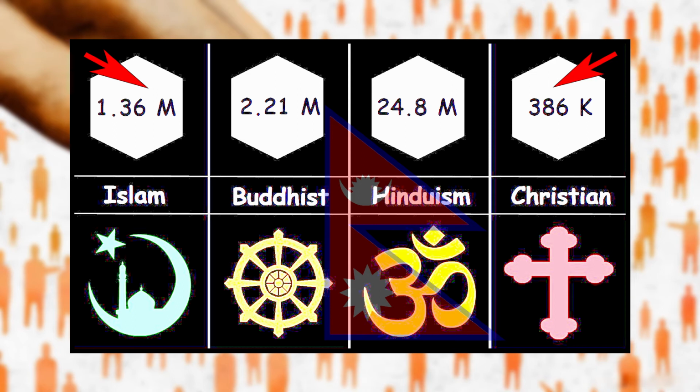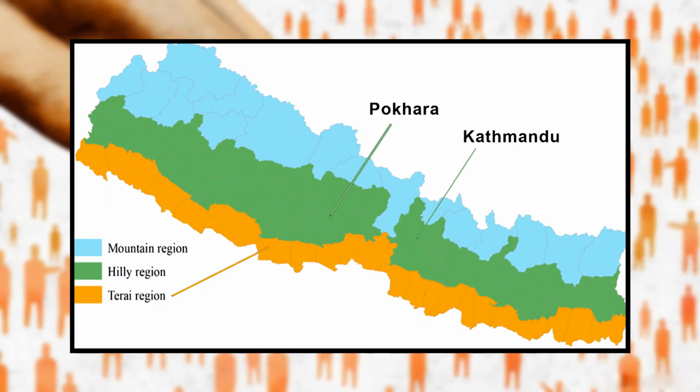Nowadays, religious minorities in Nepal are Muslims and Christians, and both communities are mainly settled in the Terai region, in addition to the Christians settling in Kathmandu and Pokhara. It's also not uncommon for Nepali Christians to be threatened and told to leave the country.